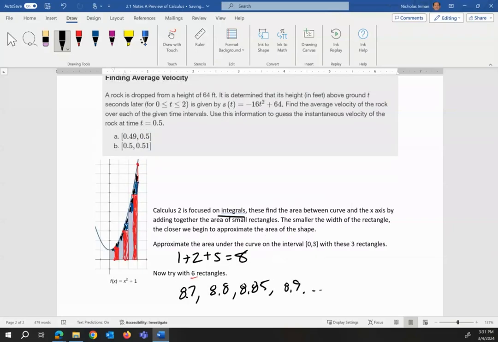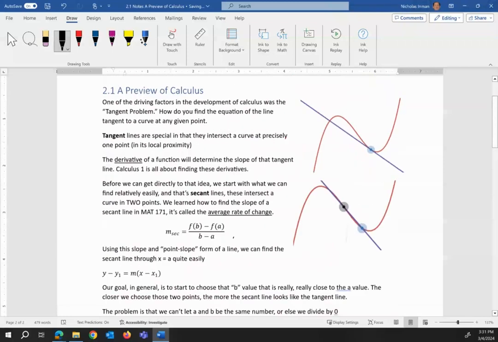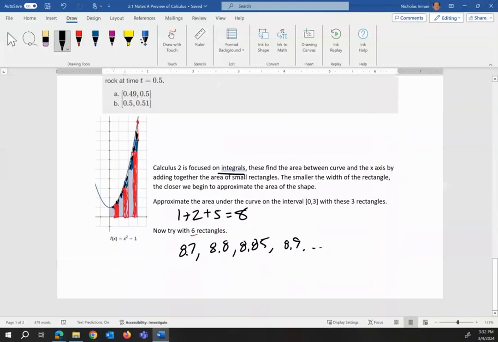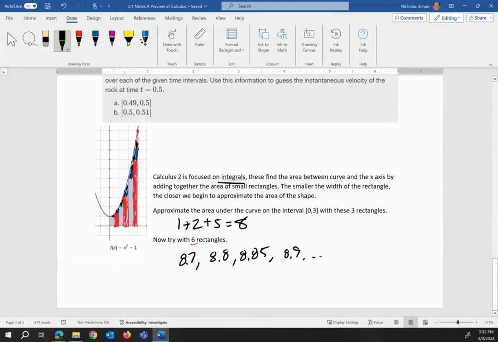But both of these two ideas, finding this tangent line and finding those areas, are going to rely on these things called limits. Limits just talk about what happens as you move these two points closer and closer together. What happens to that slope? Or as you add more and more rectangles, what happens to that area? We'll define this more mathematically as we go, but that's the basic idea and where we're going, finding these derivatives and finding these areas.